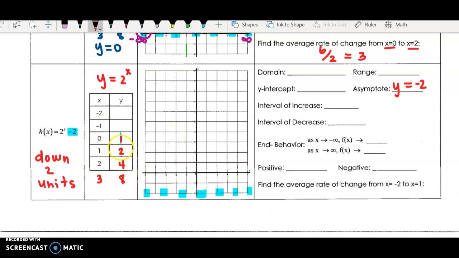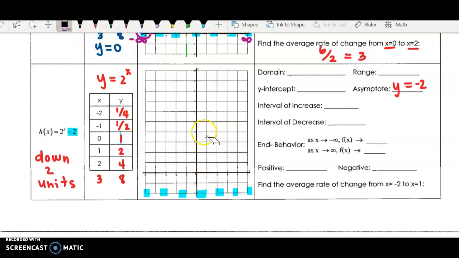And then we'll go in the opposite direction. So this will give us the reciprocal. 2 to the -1 is 1/2. And 2 to the -2 is 1/4. Now we're ready to plot those.